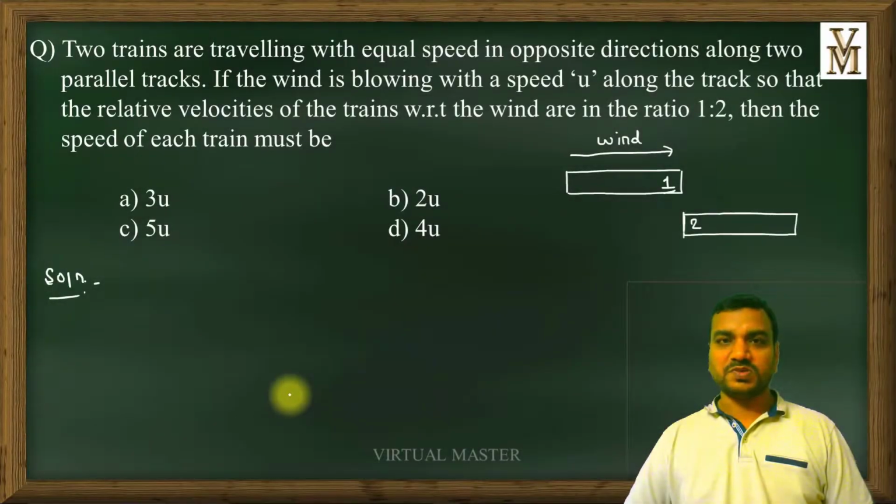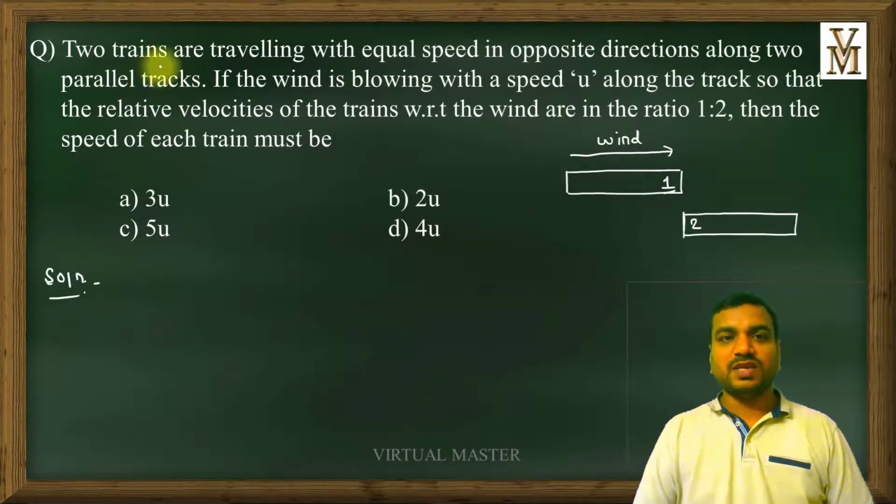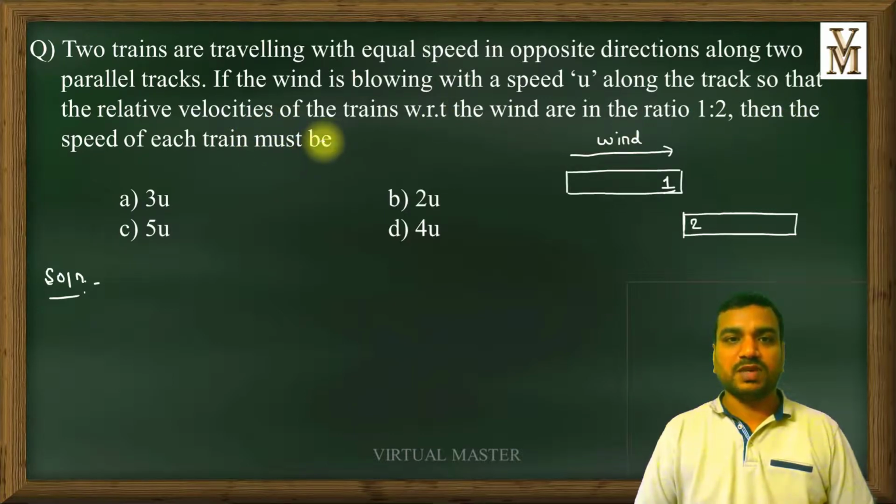Now let us solve the next question. The question is, two trains are traveling with equal speed in opposite directions along two parallel tracks. If the wind is blowing with a speed u along the track so that the relative velocities of the trains with respect to the wind are in the ratio 1 is to 2, then the speed of each train must be, and four options are given here.